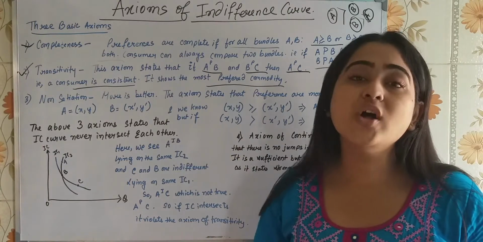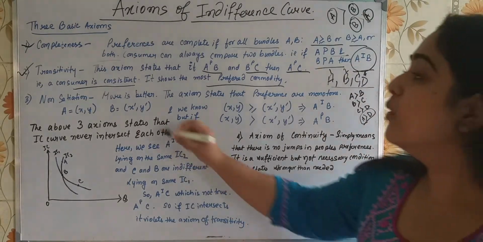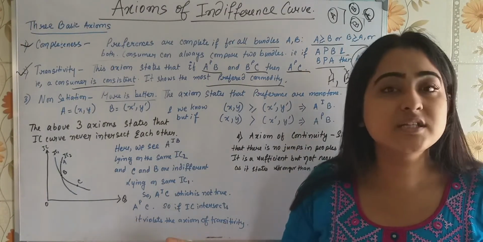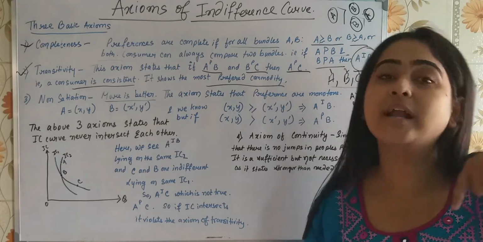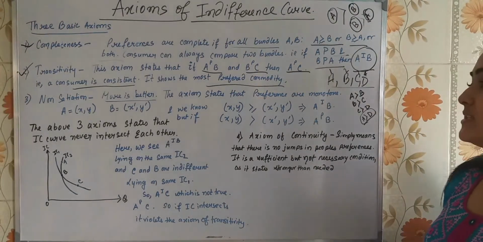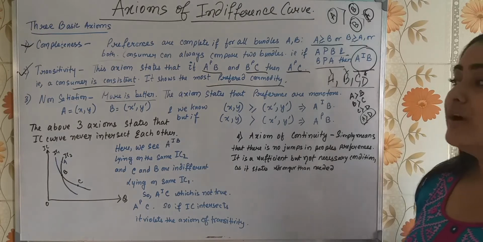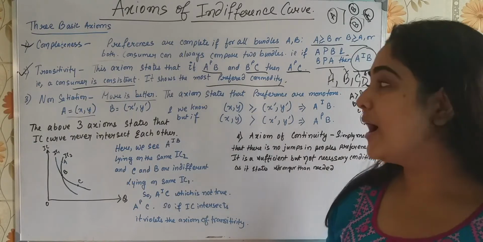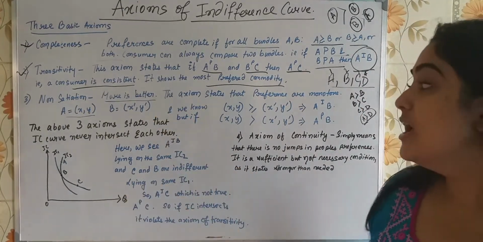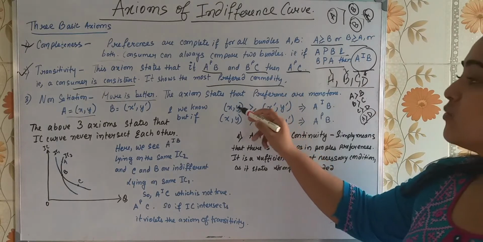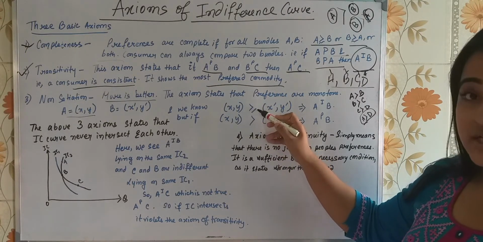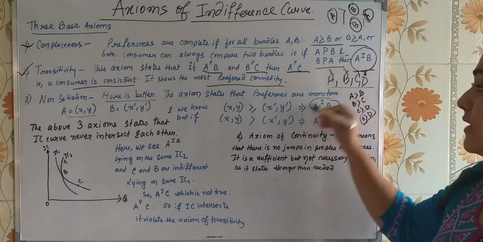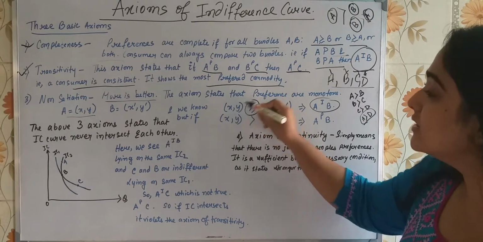Next we have non-satiation. What does that imply? More is better. मतलब कि if I am given more and more commodities, that will satisfy me more, isn't it? जितना ज़्यादा होगा, that much is better. So this axiom states that preferences are monotone. What does that imply? Suppose bundle A is (x, y) and bundle B is (x', y'). Now, if (x, y) is greater than or equal to (x', y'), then we can say that A is indifferent to B. Why? Because यहाँ पे we have greater than or equal to.